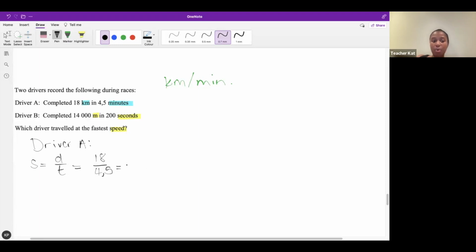Is it exactly 4? So that will be 4 kilometers a minute. That's driver A. Now with driver B, we have to do a few conversions first, okay?